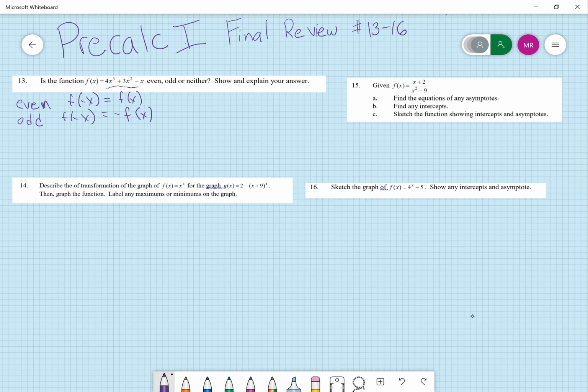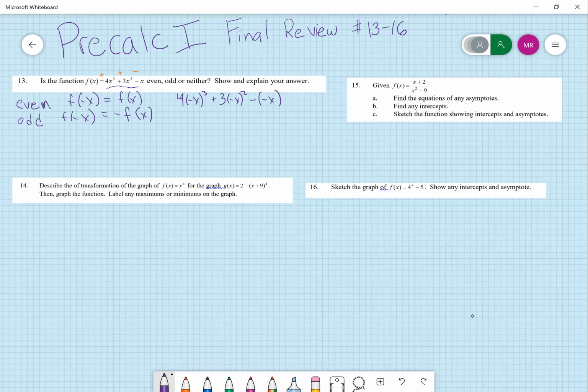So we're going to take this, we've got this positive 4x cubed plus, so another positive 3x squared minus negative x. So when we put negative x in there, we need to get positive, positive, negative. Or if it's odd, it's going to be negative, negative, positive. So let's see what happens. 4 negative x cubed plus 3 negative x squared minus negative x. Negative, and a negative number cubed is going to be negative.